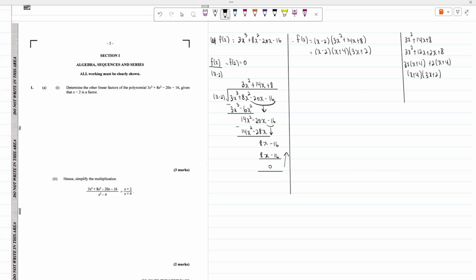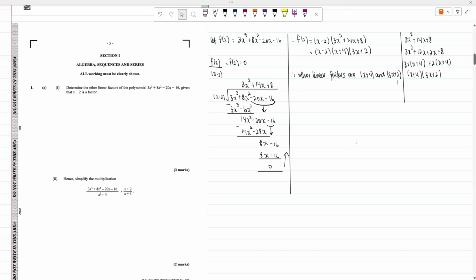But the question never told me to factorize the polynomial. The question asked me to determine the other linear factors. So my last line should reflect my answer. Therefore, the other linear factors are x plus 4 and 3x plus 2. All right?